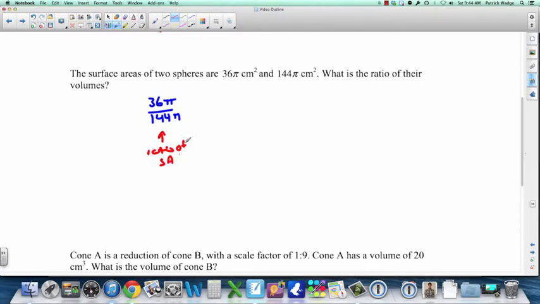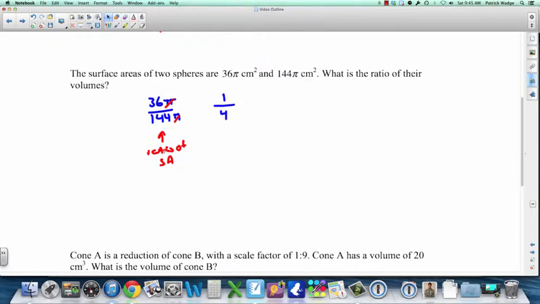of surface areas. We can actually even simplify that. There is a pi here and a pi at the bottom, so we can cancel those. And we can divide both of these by 36. Not easy to figure out, but you can actually divide them both by 36. So you'd end up with just 1 on the top, and on the bottom you would get 4. 36 goes into 144 4 times.